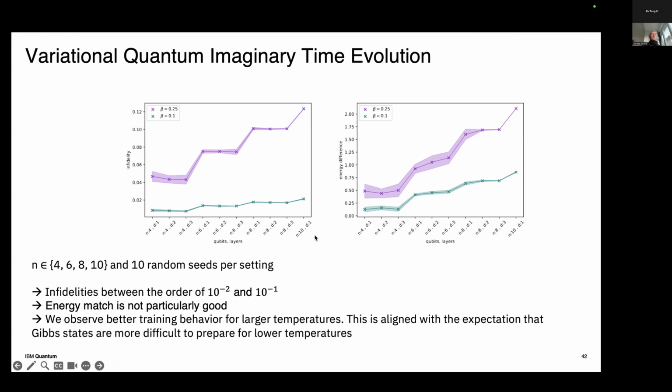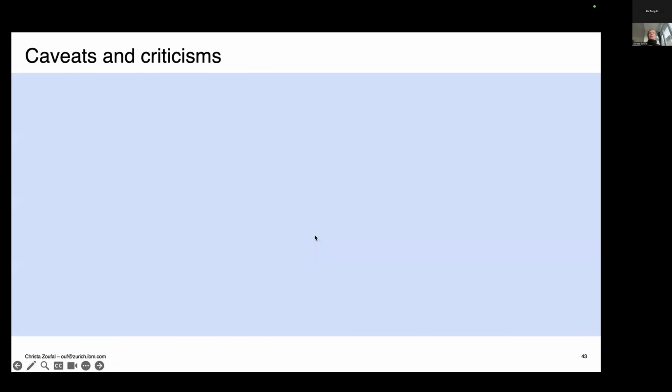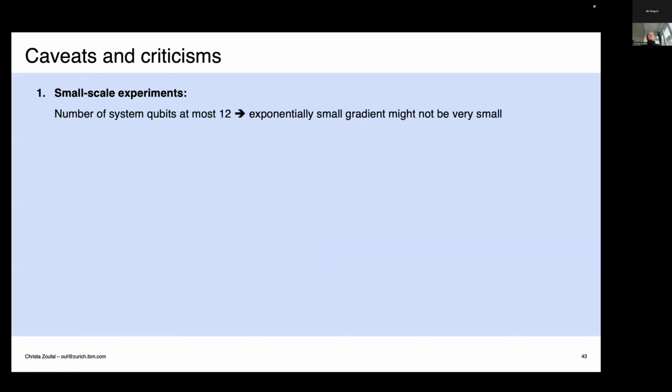So caveats and criticisms, also like to put our cards on the table, right? These are small-scale experiments. The number of systems that we tested also for ground state preparations were at most 12. And even in numerical approaches, like if our gradients are not too small, it might still be that we could see an exponential scaling if we go to 100 qubits.